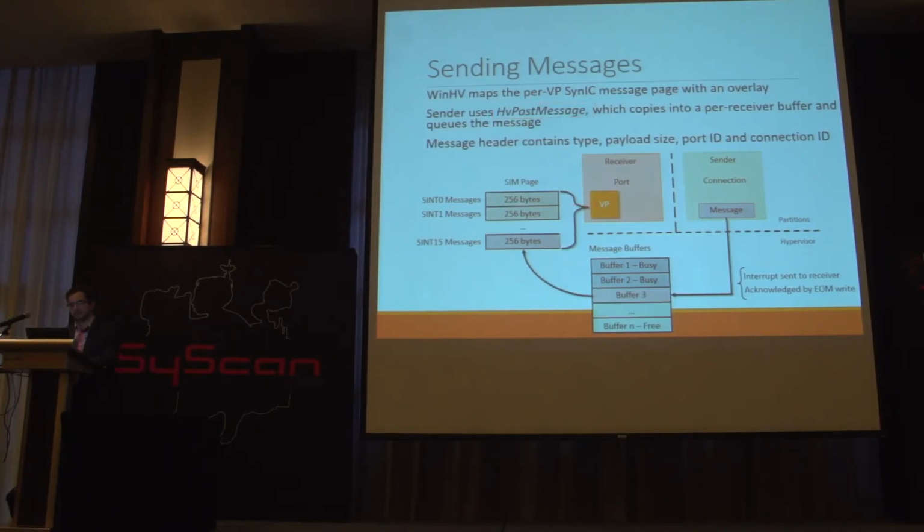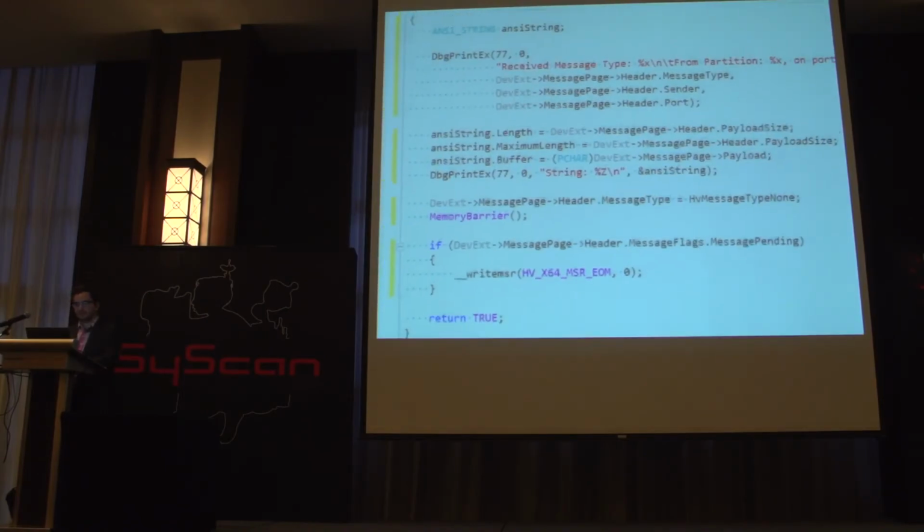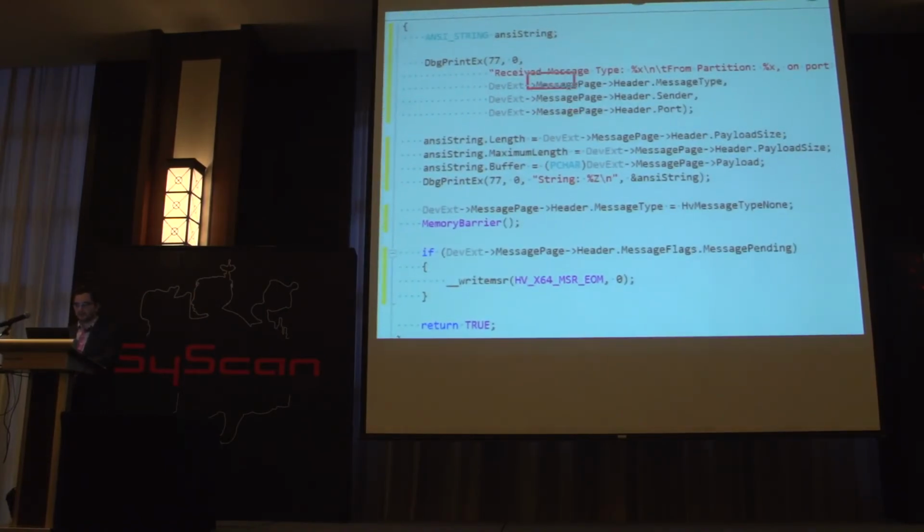So, a simple example on how you handle that. Same interrupt routine as earlier. You basically have to have the message page, and you get this again by calling WinHvGetSyncMessagePage. This gives you the payload size, so you know how big the message is. It actually gives you the sender, so you know who the message came from. It gives you the port, so you know which port it was delivered to. And it gives you the message type as well, which is something you can configure. So you can have different message IDs, message 1, message 2, message 3.